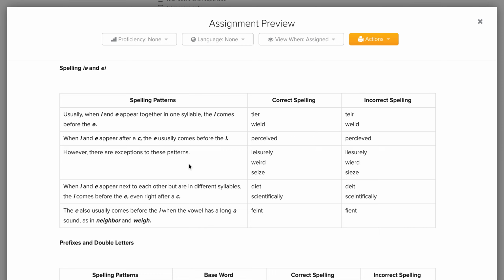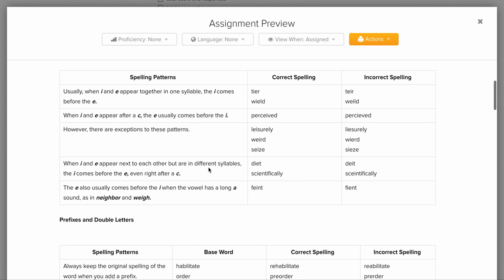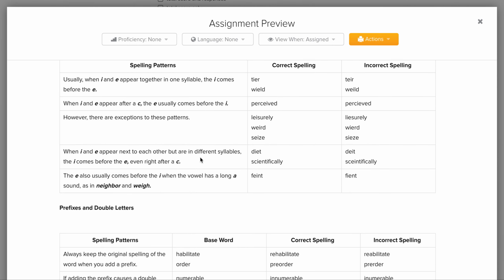Unless, and here's your exceptions, unless the words are in 2 different syllables from each other. So, for example, the word diet. Diet has 2 syllables, and the cutoff point is between the I and the E. And so in that case, you would keep it with the I first and the E second.